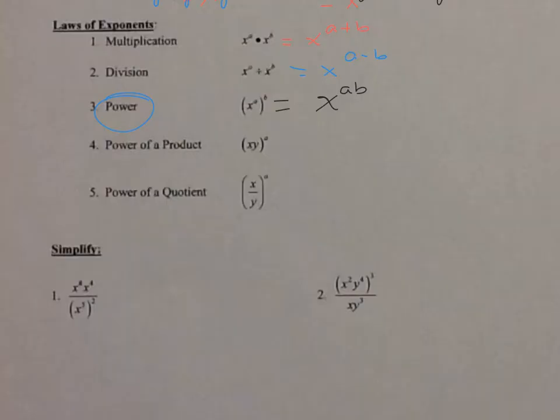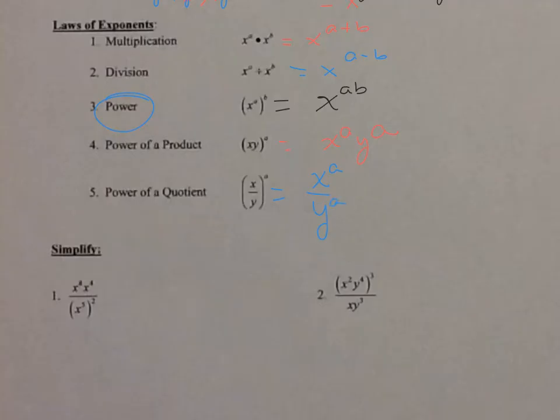The next one is the power of a product. When you have a multiplication, the whole thing raised to a certain power, each one inside gets that power. So that's x to the a, y to the a. And the same thing for the power of a quotient. When you have a division problem raised to a power, the numerator and the denominator each get raised to that power. So it's x to the a over y to the a power.